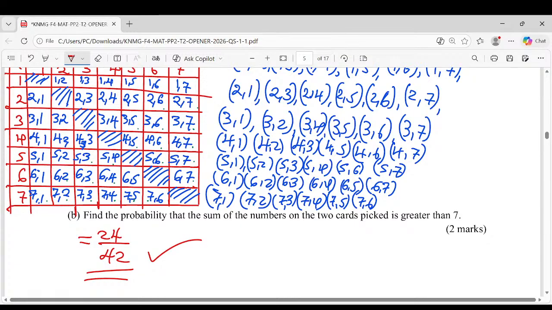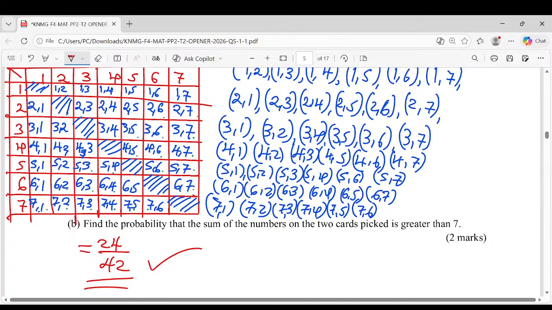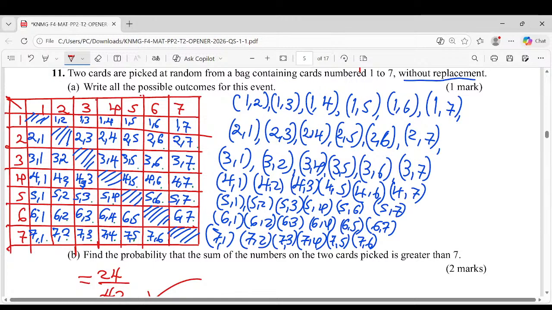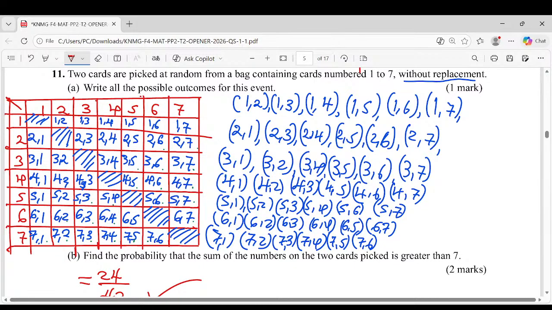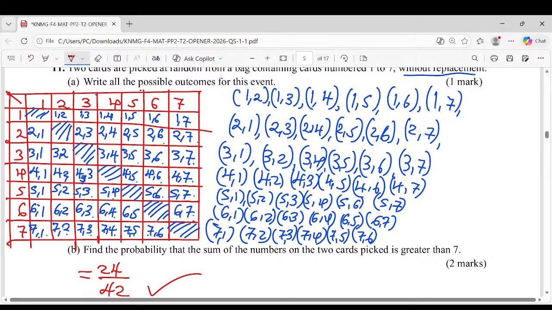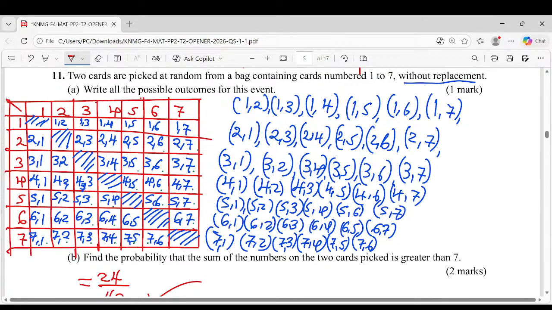24 out of 42. A very, very standard question. A very, very good question paper. I love how the question is being tested here.